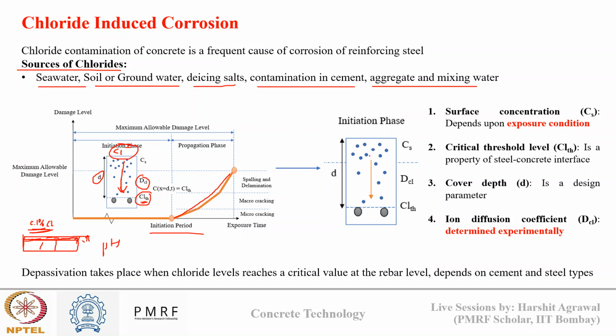If we see the zoomed in image also, the initiation period is dependent upon four entities. First is the surface chloride concentration, which depends upon the exposure condition. Then the critical chloride threshold, which is a property of the steel concrete interface. Third is the cover depth, which is a design parameter. And fourth is the ion diffusion coefficient, which can be determined for concrete experimentally.